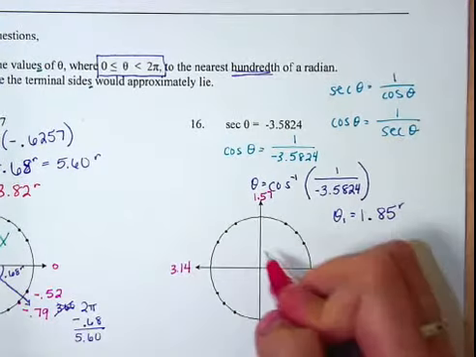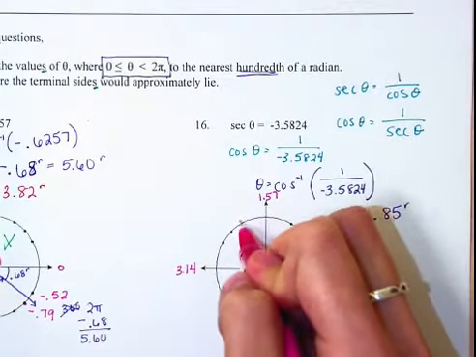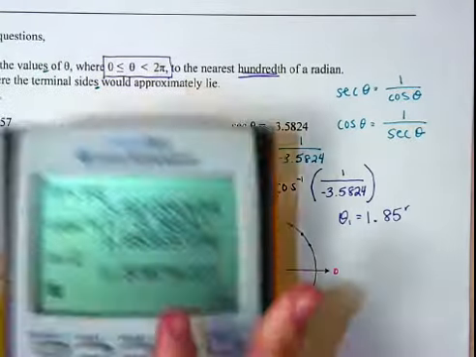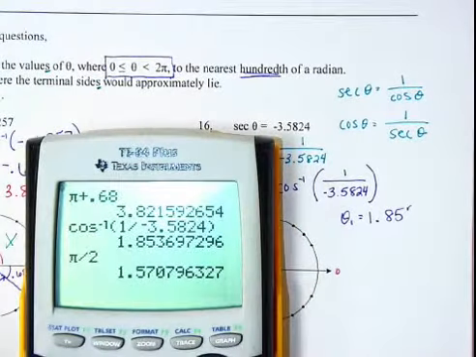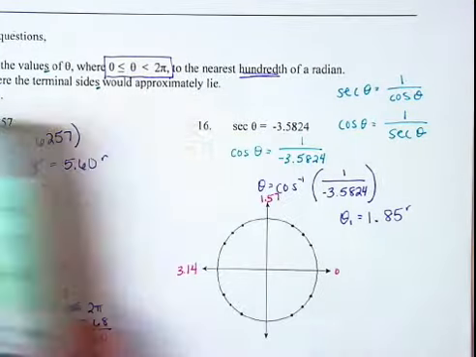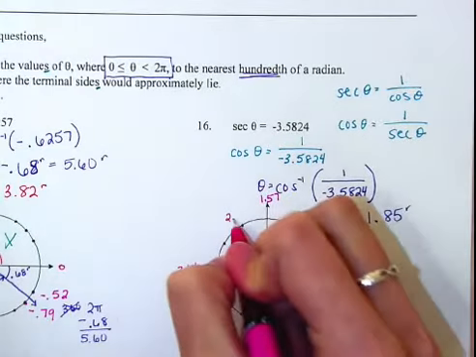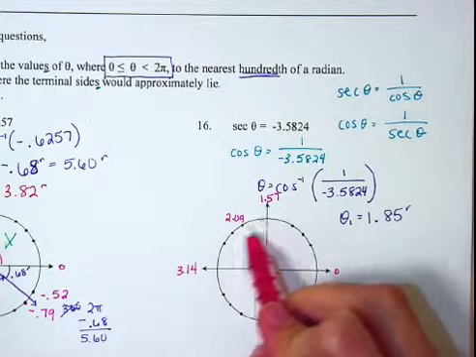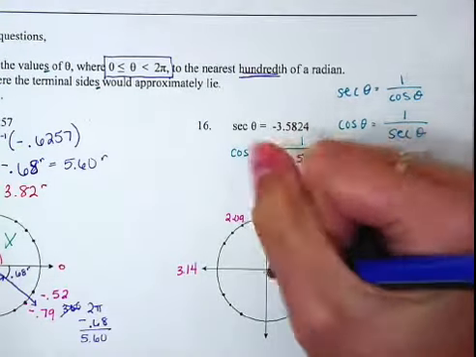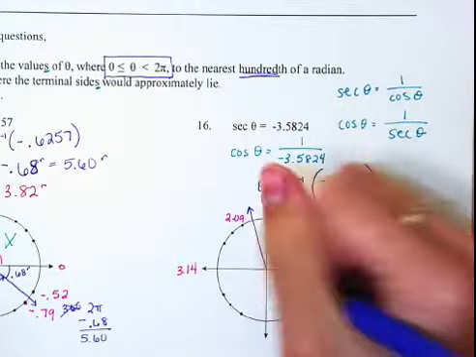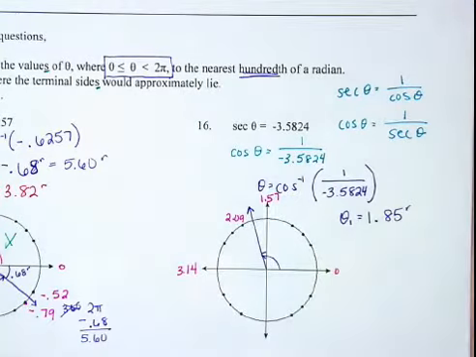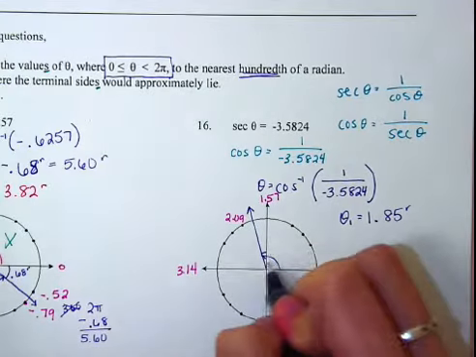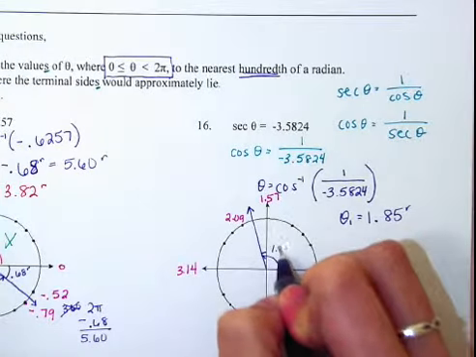So I need to figure out these. This angle right here is 3 pi over 2. I'm sorry, 2 pi over 3. First dot is 2 pi over 3. What is that in decimal form? 2.09. So I already know that if I want 1.85, I'm going to be between these two values.